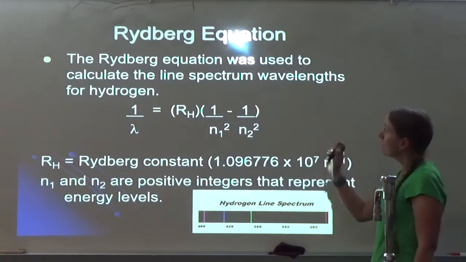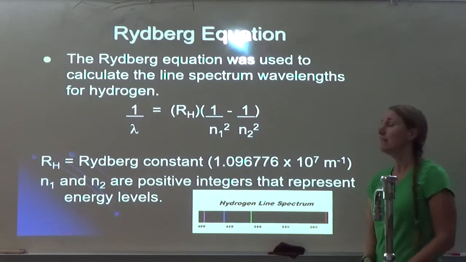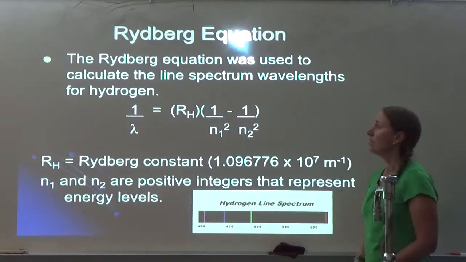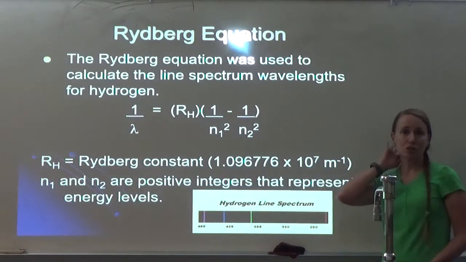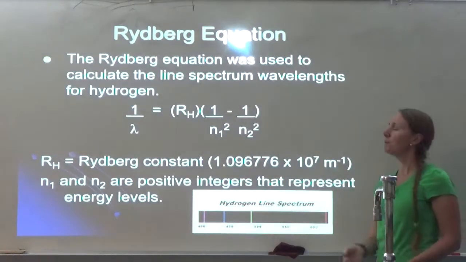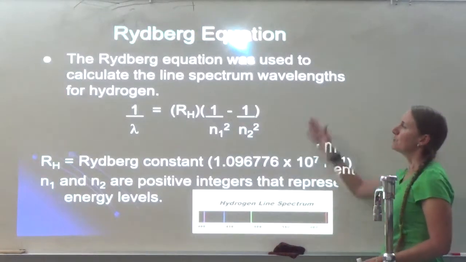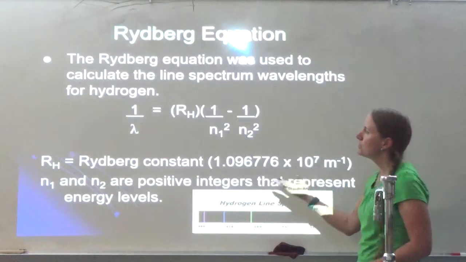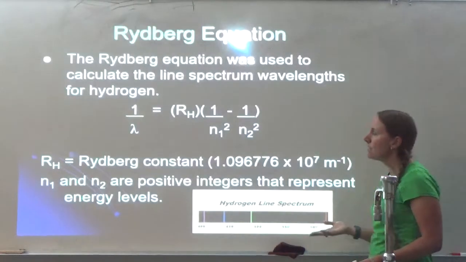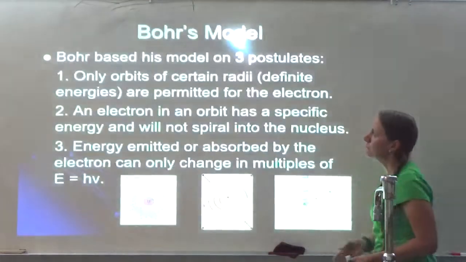The Rydberg equation was used to calculate the line spectrum wavelengths for hydrogen. Now don't worry, I'm just showing you this. We're not going to use this formula. A lot of times some sections of the book are background information to get us to what we really need to know for chemistry and for the AP exam. We're not actually going to use this, but it talks about your n1 and n2, those are our energy levels, and we're trying to figure out wavelength based on those energy levels.